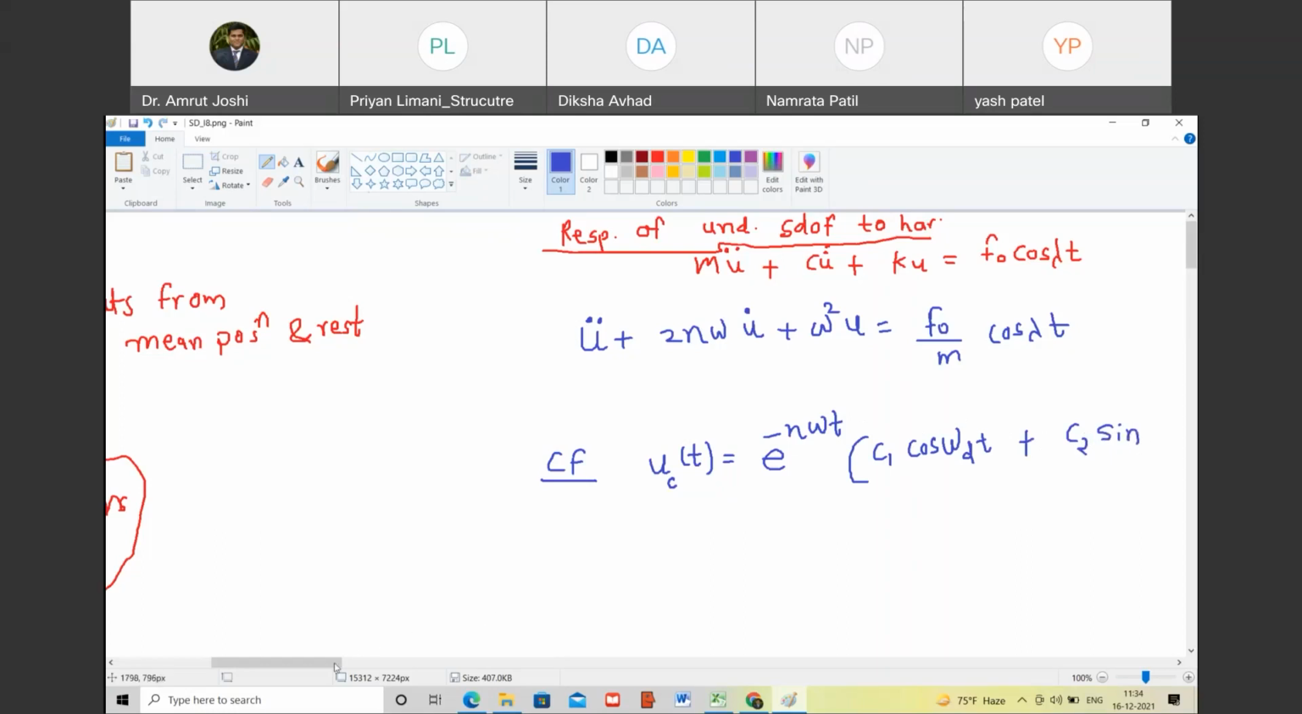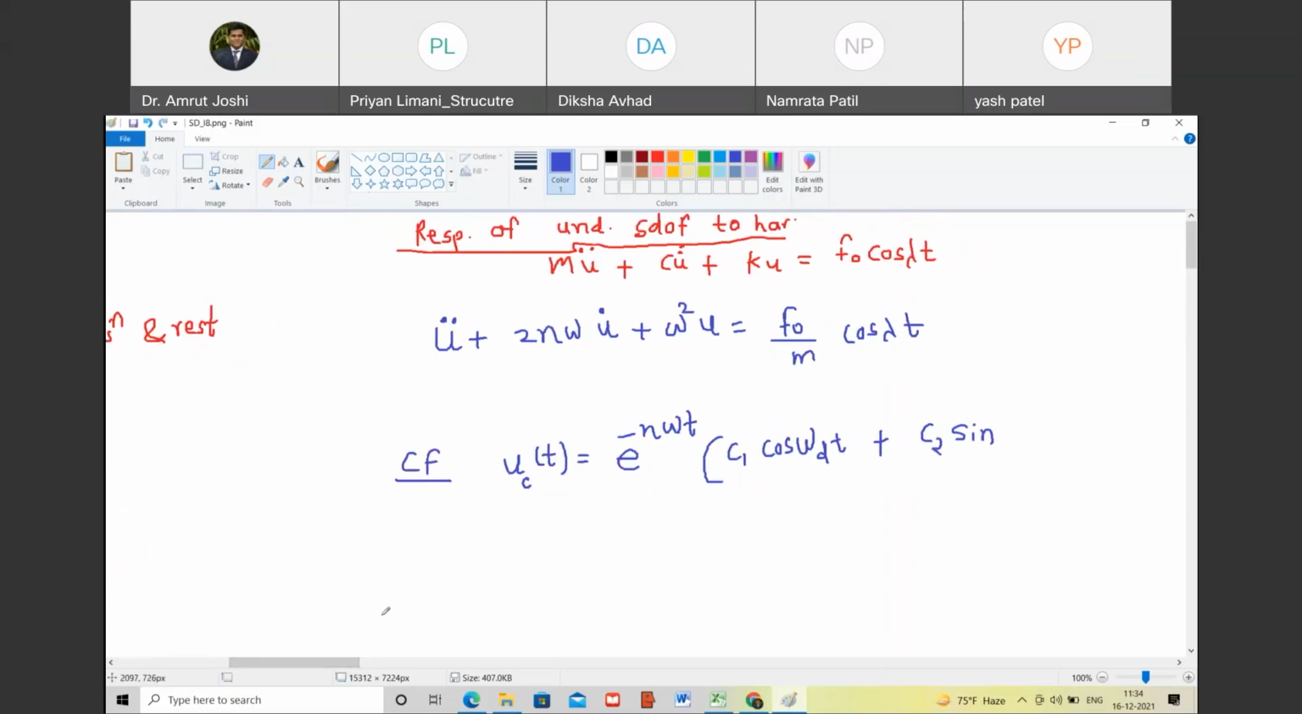Are you with me? Where omega d is the damped natural frequency, which is equal to what? Omega into square root of 1 minus eta square. So we know all this, C2 omega d t. But merely finding out the complementary function is not enough. So I have to find out the particular integral as well.